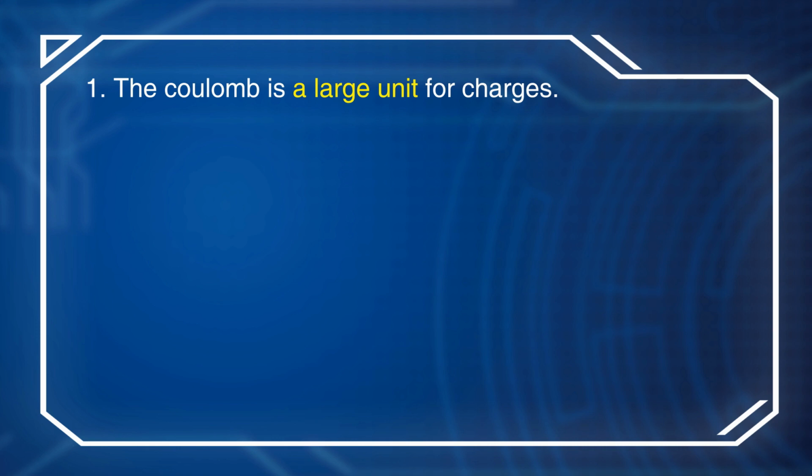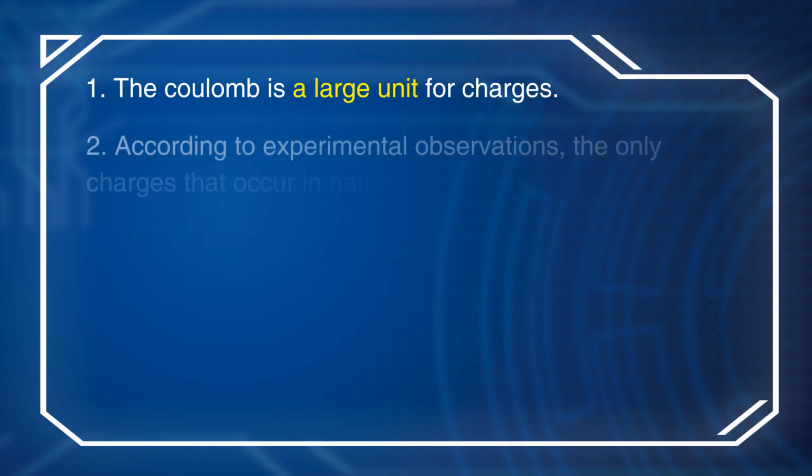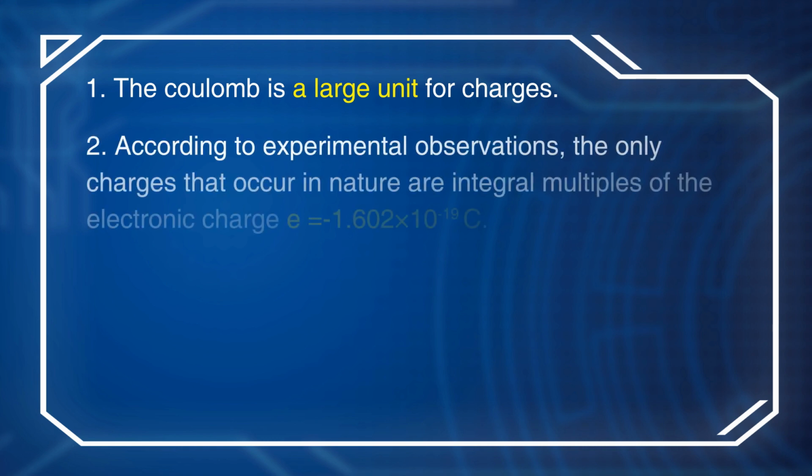Thus, realistic or laboratory values of charges are on the order of pC, nC, or μC. The second one is, according to experimental observation, the only charges that occur in nature are integral multiples of the electronic charge e equals minus 1.602 multiplied by 10 to the minus 19th coulomb.